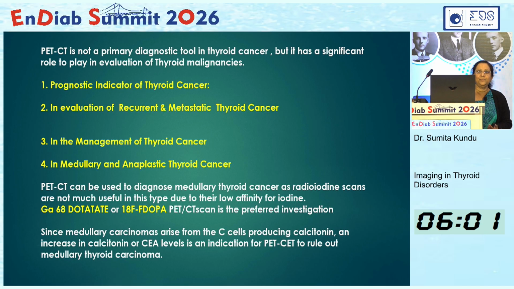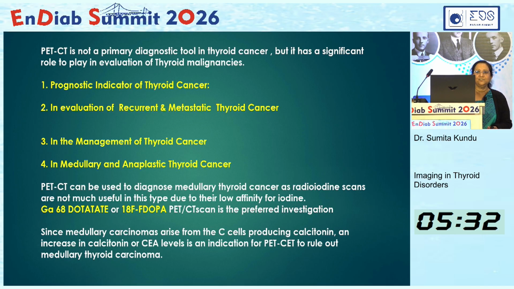PET-CT is not a primary diagnostic tool in thyroid cancer, but it plays a significant role in prognostication, evaluation of recurrence and metastasis, management and follow-up, and also assessment of medullary and anaplastic thyroid cancers. PET-CT can be used to diagnose a medullary thyroid cancer, as radioiodine scans are not much useful because of the low affinity of medullary thyroid cancers to iodine.